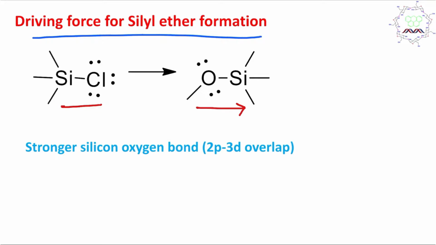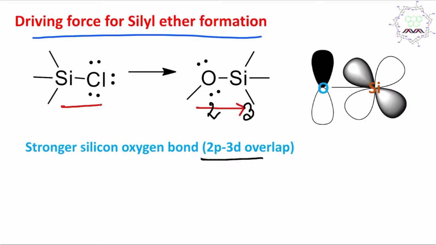Actually, the silicon-oxygen bond is the stronger bond. Why is it stronger? Because oxygen is a second row element and silicon is a third row element. So second row, third row overlap is the main driving force. Not only that, you can see this is actually a single bond or sigma bond, but this oxygen-silicon bond is significantly strong.